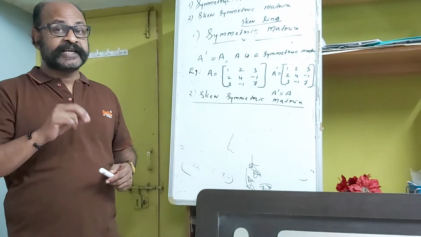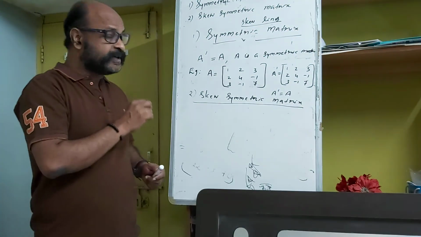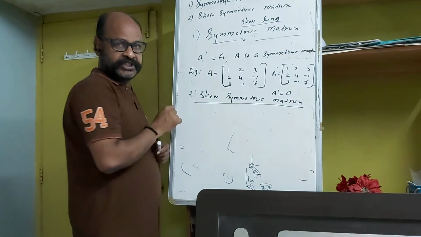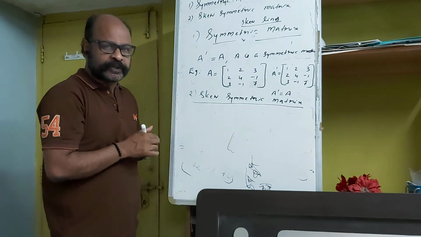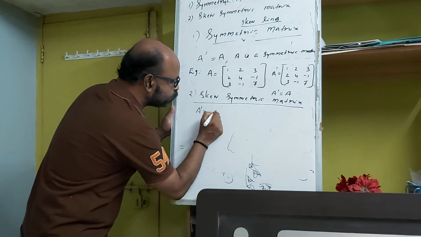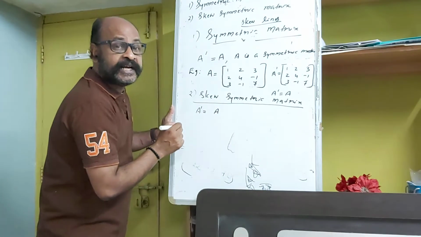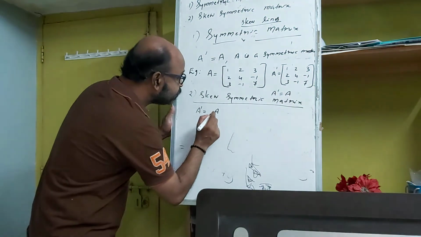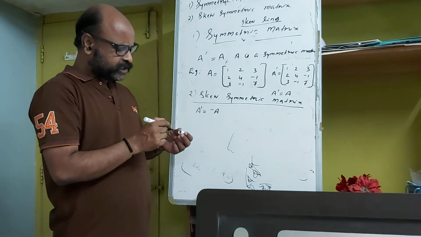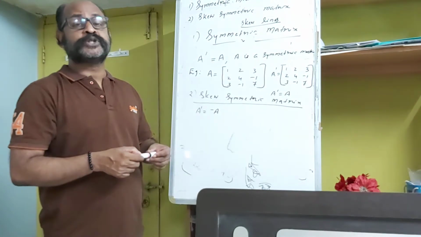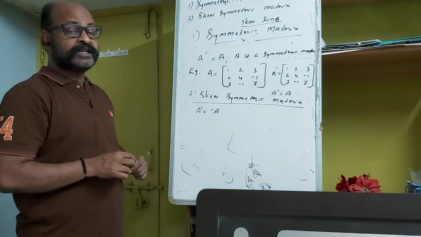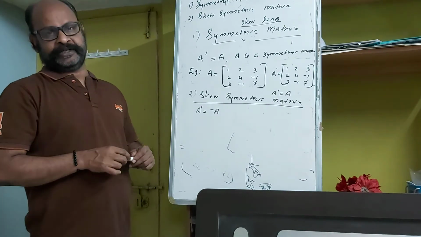Skew means deviation, otherwise a change. So what we said in symmetric matrix, the transpose and the matrix are same. Same means what? No change. But when we come to skew symmetric, the only difference is the transpose of the matrix is not A, but there is a slight change. The slight change is what? It is negative of the matrix A. So the meaning is it is different from A, but it is not absolutely different. There is only a slight difference. What is that difference? It is the negative of the matrix.